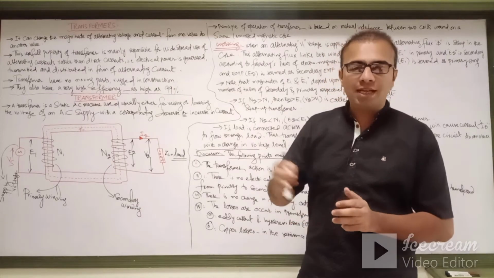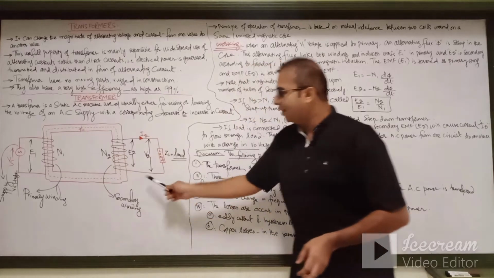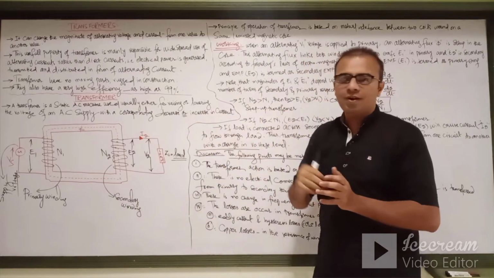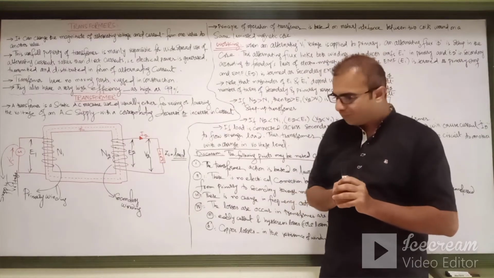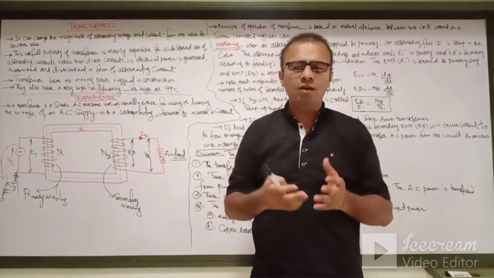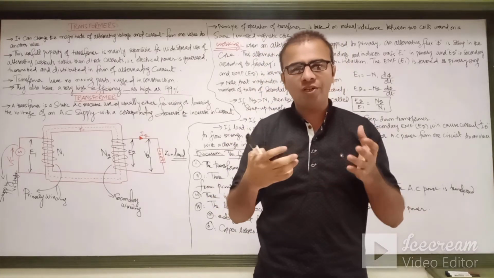Okay, and it has two windings, as you can see from the diagram, the primary winding and the secondary winding. The primary winding is connected with the source side and the secondary winding is connected with the load side. Okay, now let's start to discuss the principle of operation of a transformer, that is, how a transformer works.